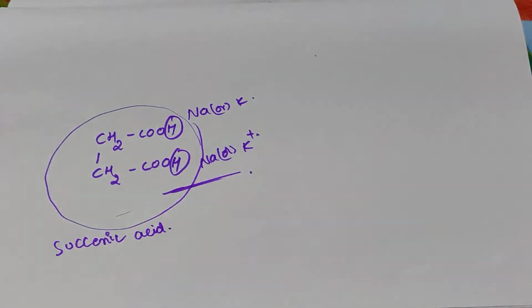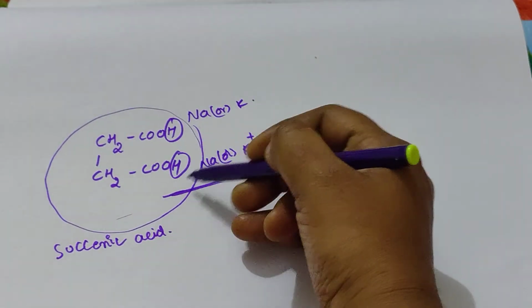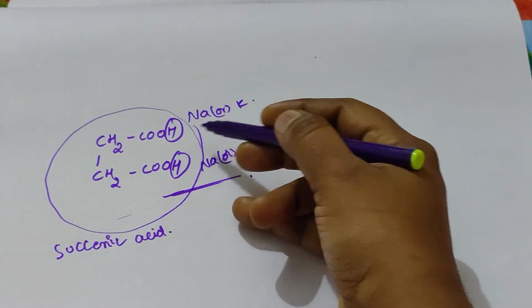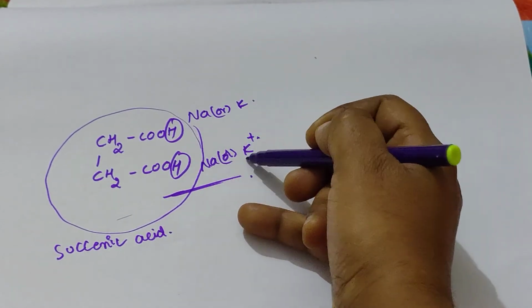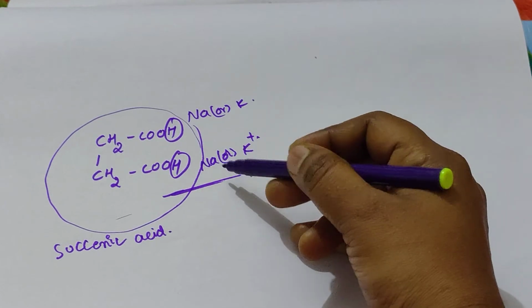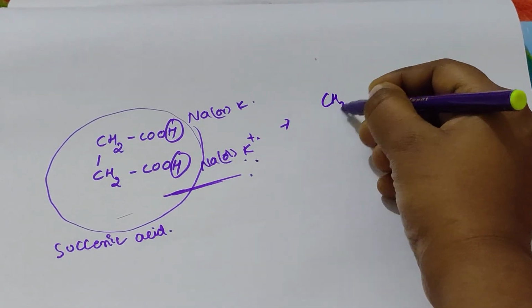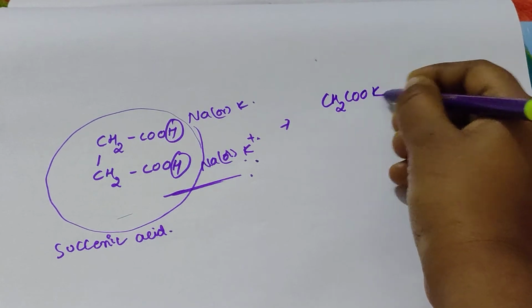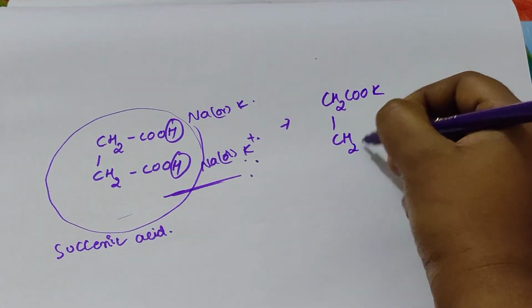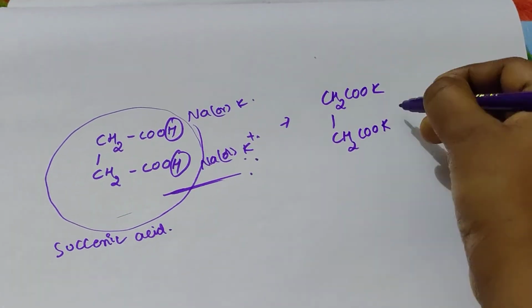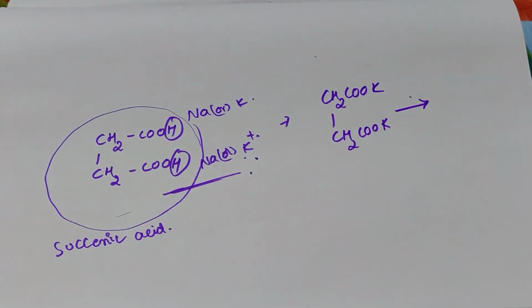But we have to take the sodium salt of succinic acid. That means we just remove the hydrogens and put sodium or potassium. It gives CH2COOK, CH2COOK. This undergoes electrolysis.